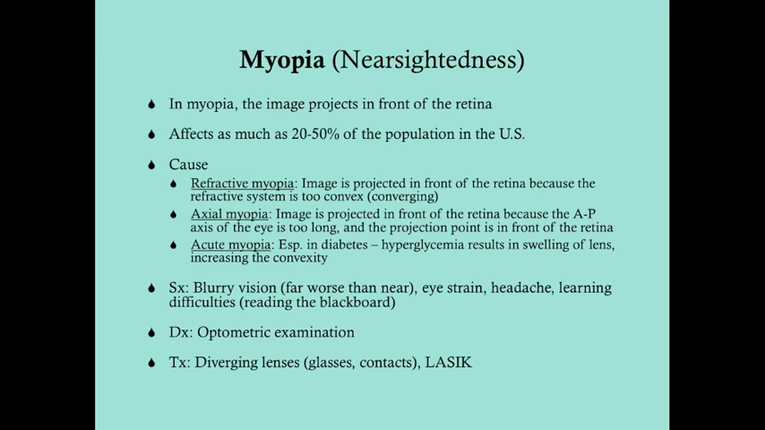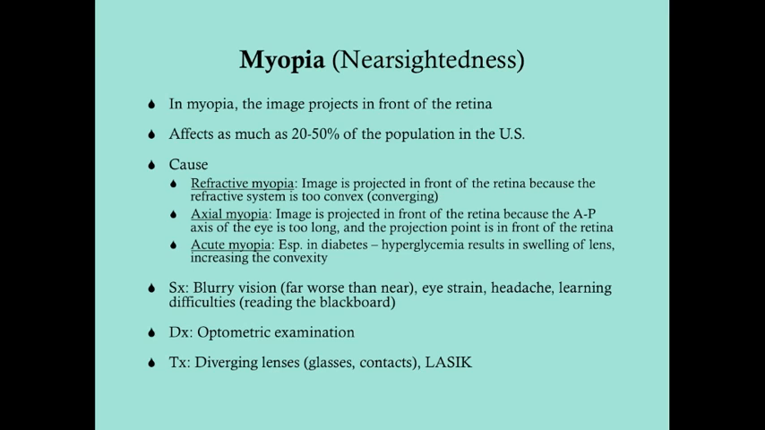Okay, myopia or nearsightedness is where the image projects in front of the retina. So normally the image, as it's supposed to be projected, projects onto the retina. But in myopia, the image is projected in front of the retina, so when it gets to the retina, it's out of focus, it's distorted. And this affects as much as 20 to 50% of the population in the US. So that sounds like a lot, and it is, but not all people are myopic or hyperopic, for that matter, when we get to that, to the same degree.